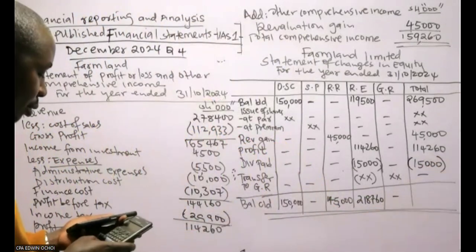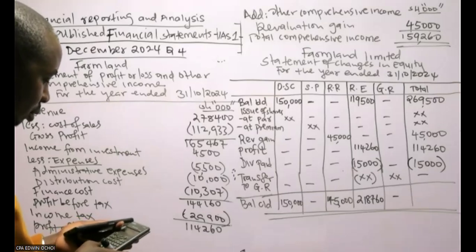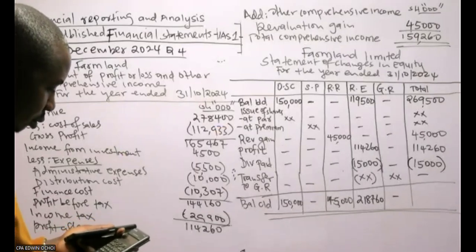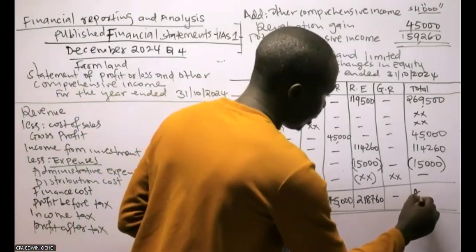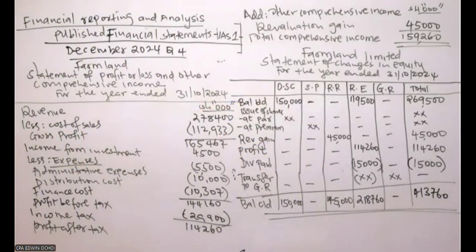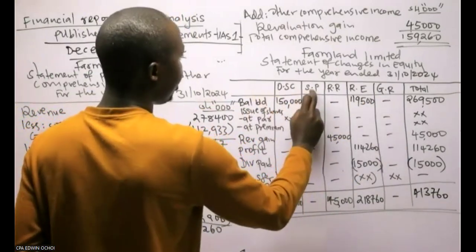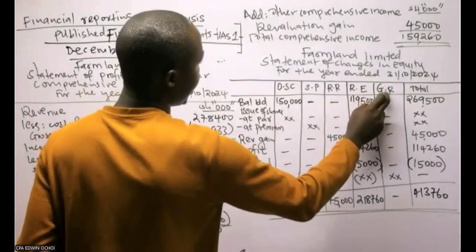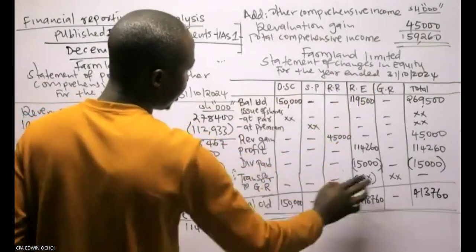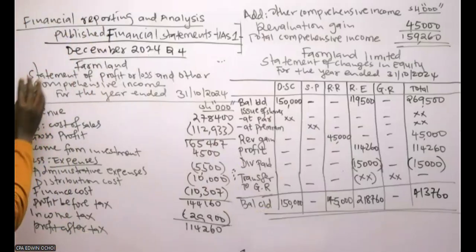So the total will be 413,760. That is how the statement of changes in equity looks. It shows the changes in the equity components: ordinary share capital, share premium, revaluation reserve, retained earnings, general reserve. I've tried to fix everything which can be present when you are doing this statement, so at least now you understand the format.